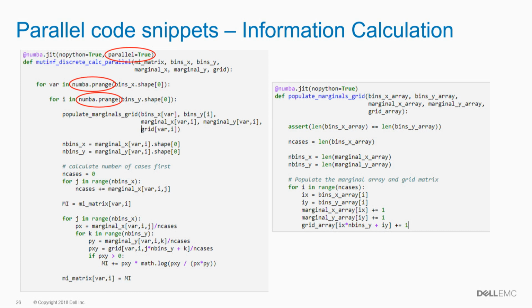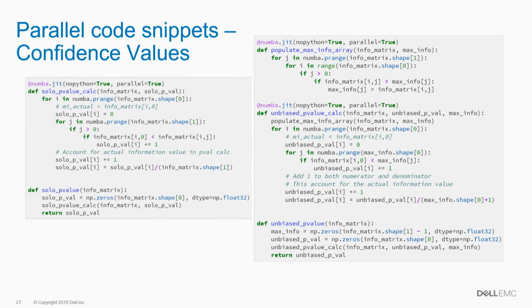So that is something to be aware of as you're developing: it does still put the onus on you to ask, are all of my calculations independent? If so, then let me structure my data structures in a way that I can take advantage of the Parallel Accelerator. Confidence values, same thing: parallel equals true, wrap it with numba.prange. That was for the solo p-val calc. Getting my max information, I can do that as well, because I'm looking at each one of the different columns and what that max value is. And then my unbiased p-value calc as well.